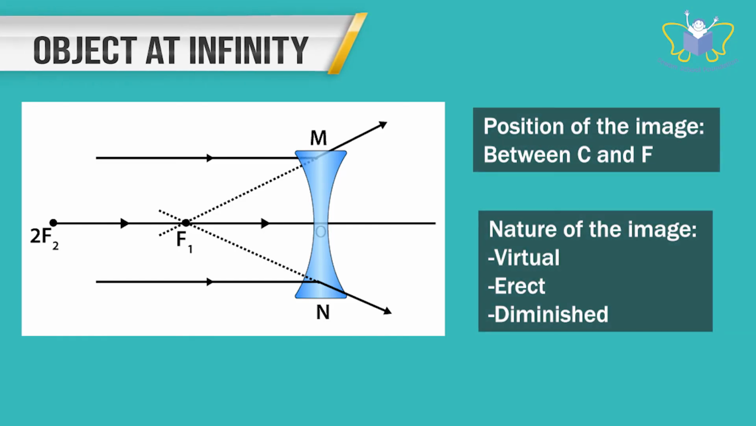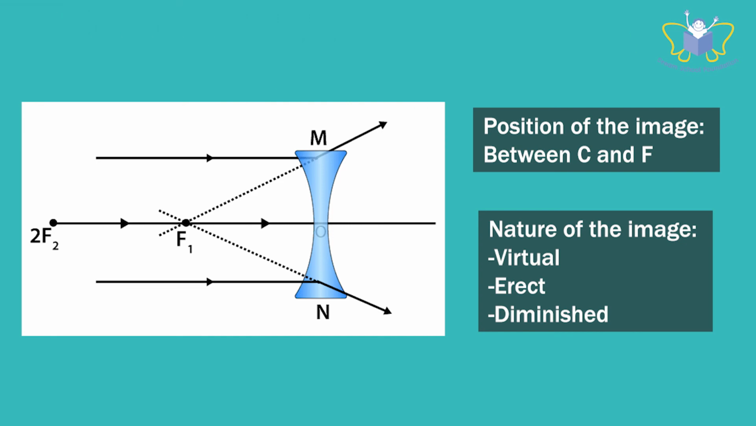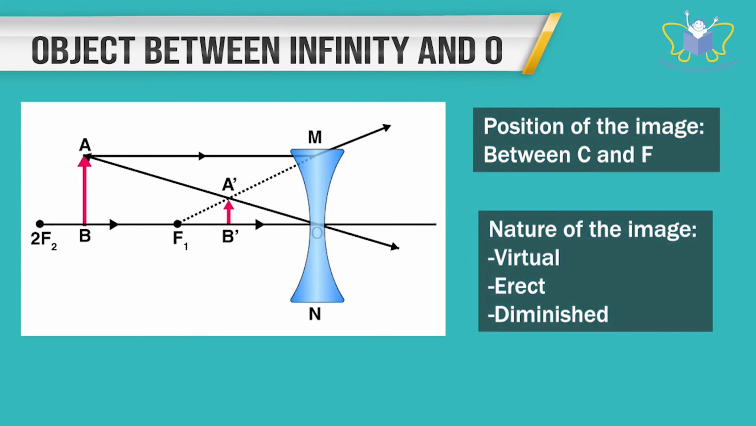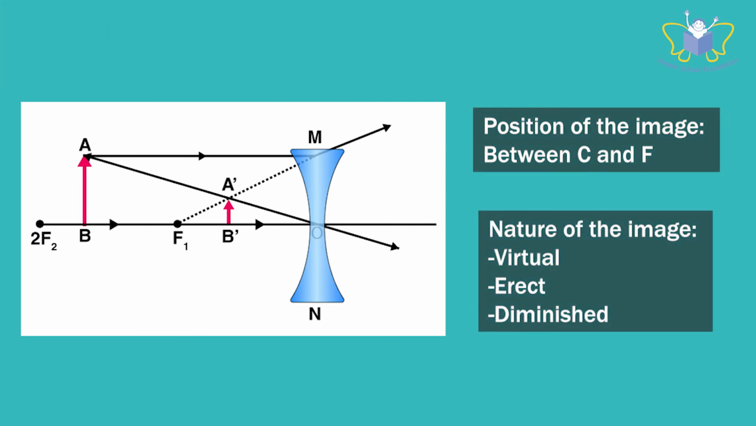When it comes to biconcave lens, when the object is at infinity, the refracted rays appear to meet at the focus. Hence, the image is said to be virtual, diminished, and erect. When an object is placed anywhere between infinity and O, rays appear to meet in between f1 and O. The image formed is diminished, virtual, and erect.